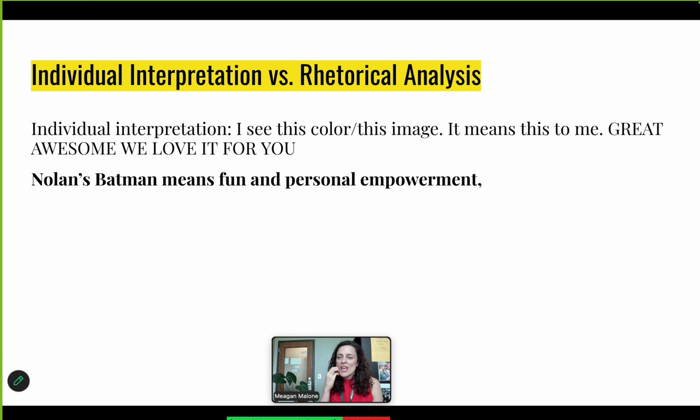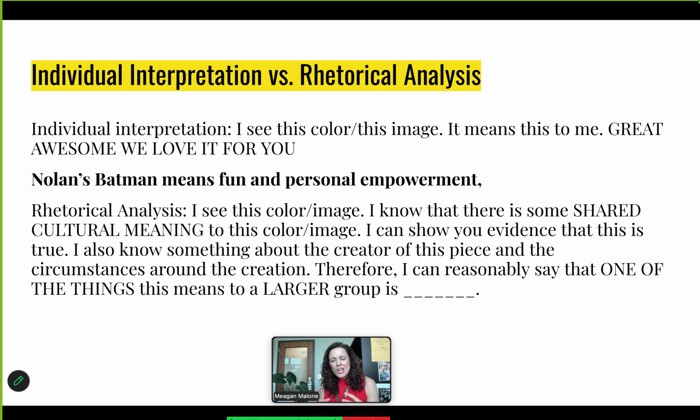For you, maybe Christopher Nolan's Batman means fun and personal empowerment. Love it. Have no problem. But when we're trying to do a rhetorical analysis, we're actually not trying to just do a personal interpretation. We're trying to link our personal interpretation up to the larger context so that we can make a comment about what it means to the broader society. You say, I see this color or this image, and I know that there is some shared cultural meaning to this color and image. And I can show you evidence that this is true.